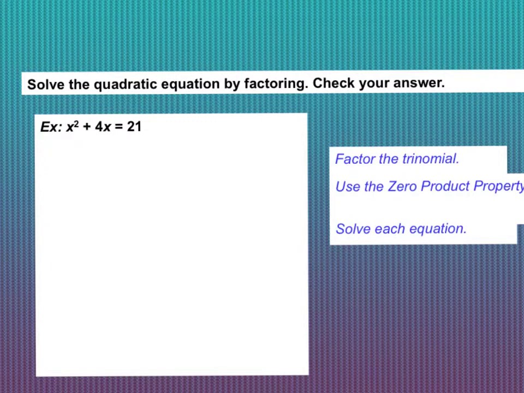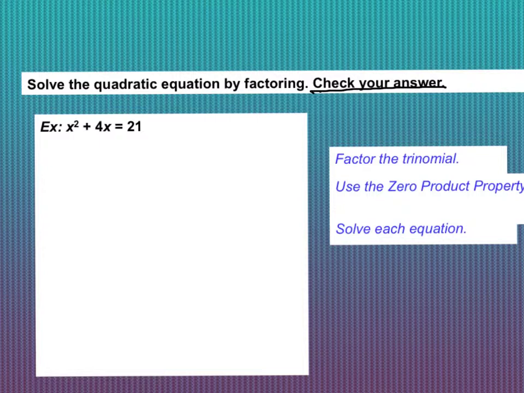Okay, for this example, we're going to solve the quadratic equation by factoring, but I would like you to check your own answers. So I'm not going to check it this time, but you can do that. And if you forgot how to check, you can just rewind the video and rewatch me check the previous example.